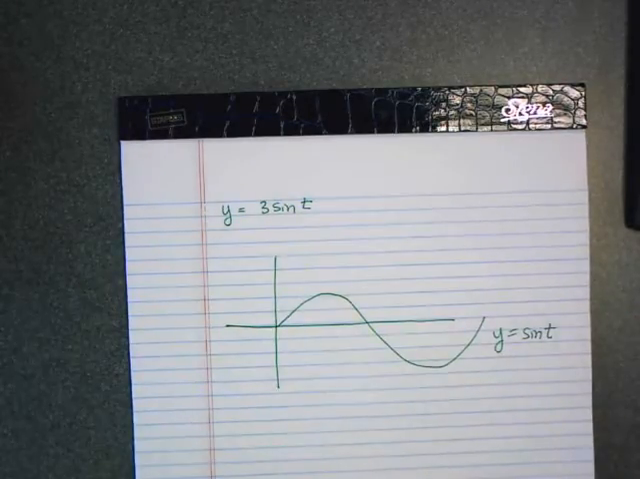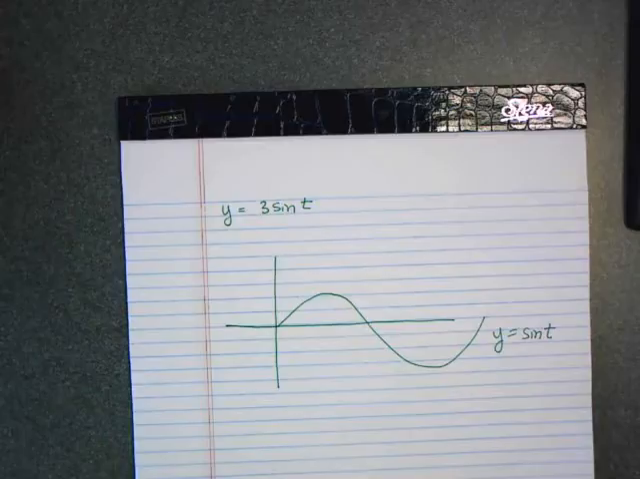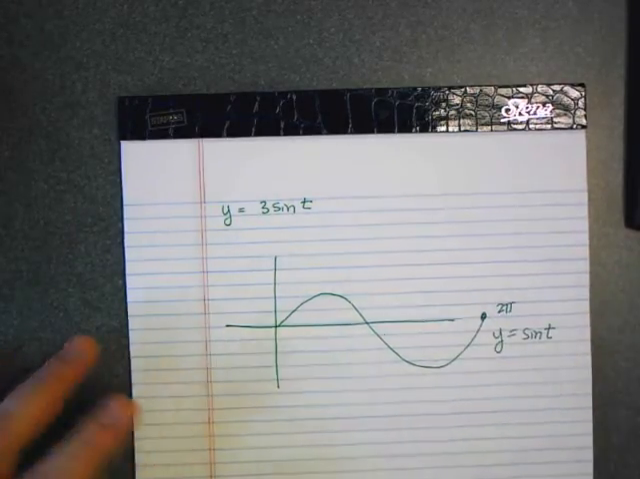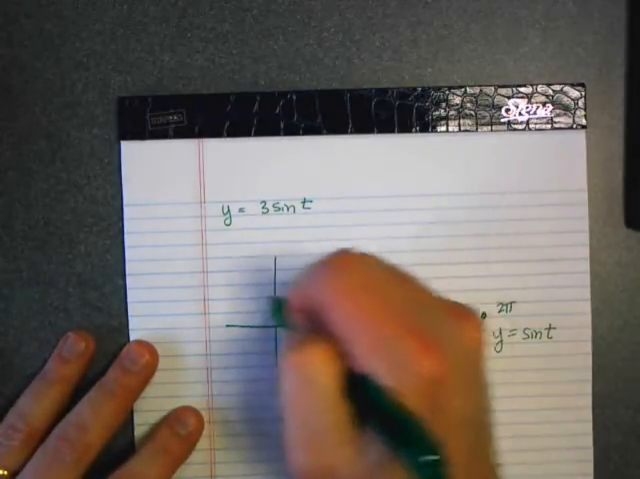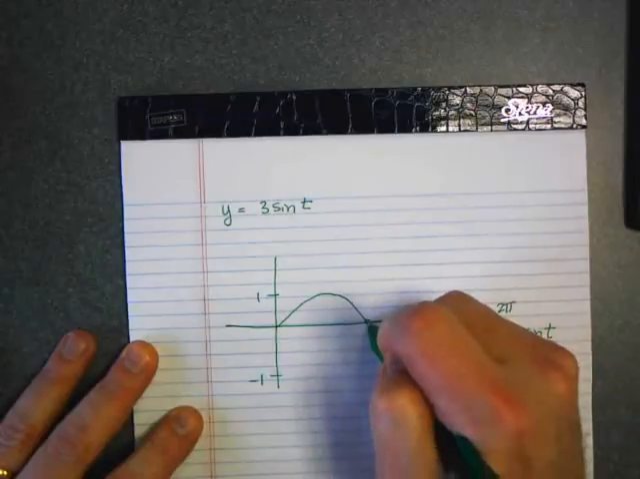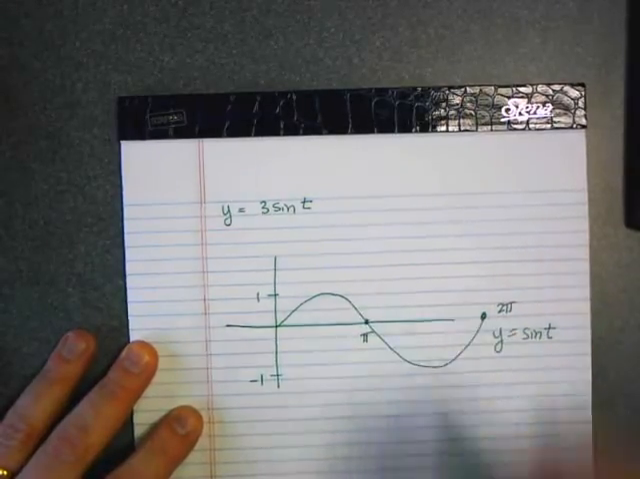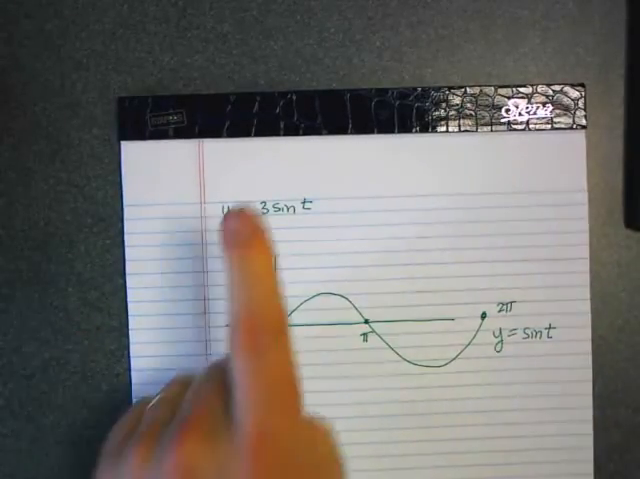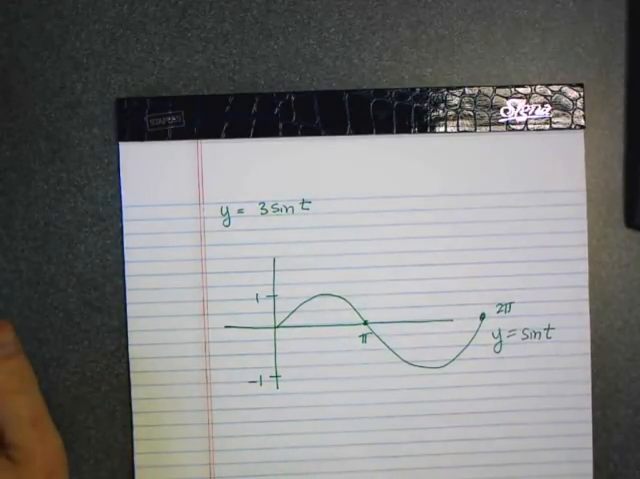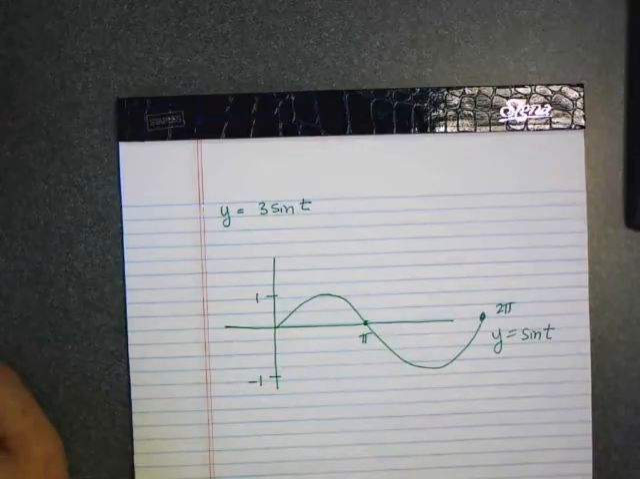Okay, so there's my usual standard graph. There's y equals sine t. It stops right here at 2 pi. One complete cycle happens within 2 pi. It has a maximum height of 1 and a minimum height of negative 1. So this is pi right here. What does that 3 do? It multiplies the whole thing by 3.